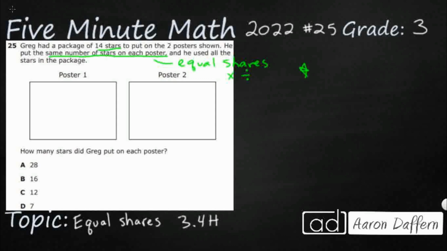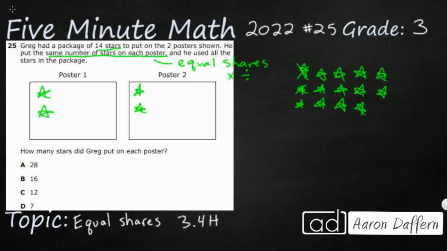All right, so I'm just going to draw 14 stars. And it's going to be pretty simple. I'm just going to put one in each group, right? I'm going to basically get rid of them two at a time because I need to make sure that they stay equal, right? So that's going to be 1, 2. And I'm going to do 3, 4. I'm going to do 5, 6. It looks like that is all that I can put on those two rows.